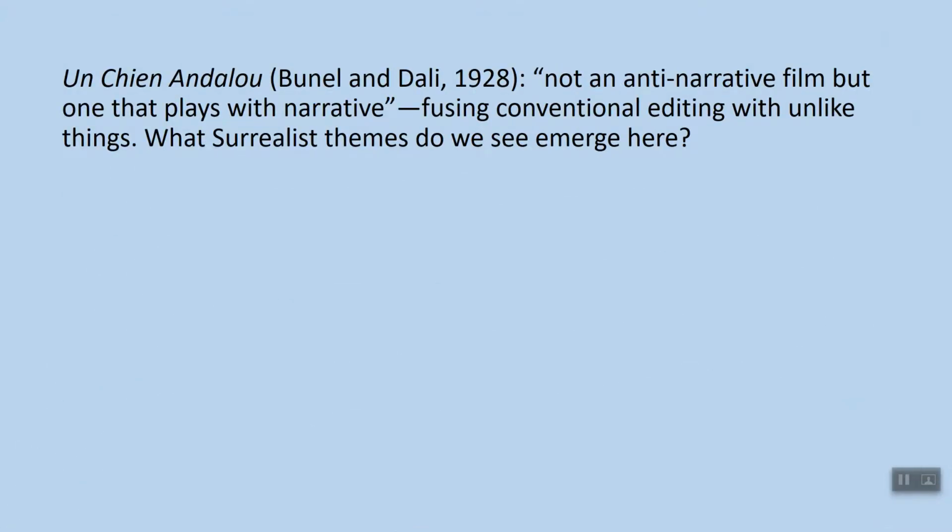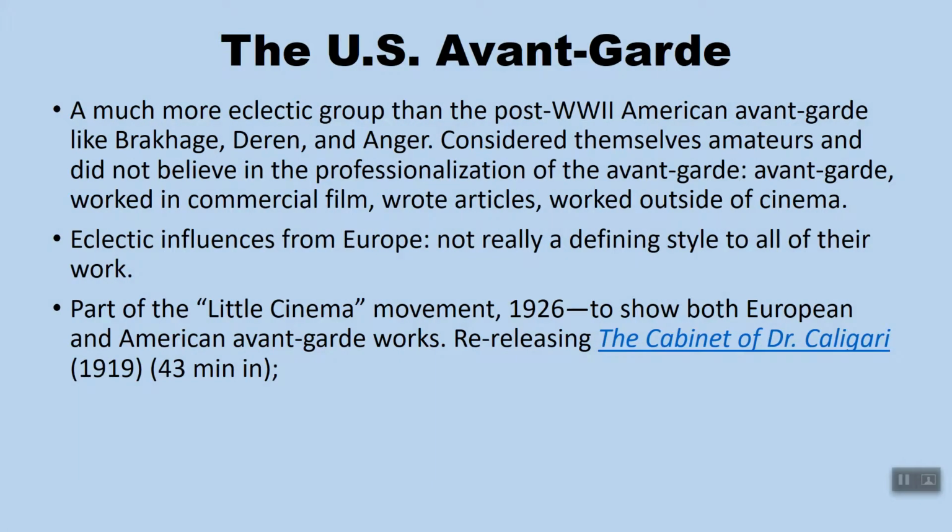And probably the most famous of all the films you're going to see, Un Chien Andalou, Andalusian Dog by Luis Buñuel and Salvador Dali. This is interesting. I believe Michael Price says this: not an anti-narrative film, but one that plays with narratives. It'd be interesting to watch how it does that. I would really like to talk to you all about that, maybe when we meet next week, at most online. But what surrealist themes do we see emerging here?